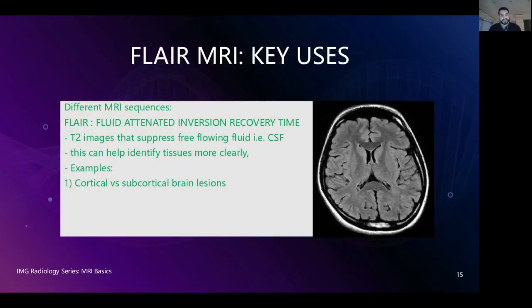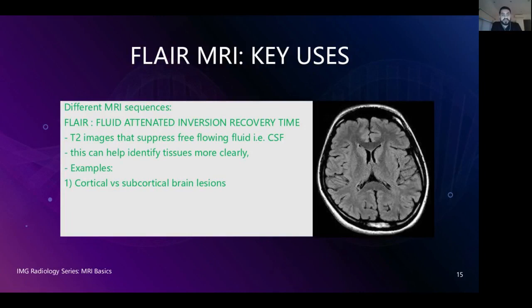So we're going to now talk a little bit about the different sequences in MRI scans that we can use to enhance particular features of the scan. FLAIR MRI stands for Fluid Attenuated Inversion Recovery Time. It's quite a complex name, but essentially the whole point is to negate the signal from the free-flowing fluid, in particular the CSF. So you can see in this particular case, the CSF is black. It's more hypointense compared to the brain tissue.